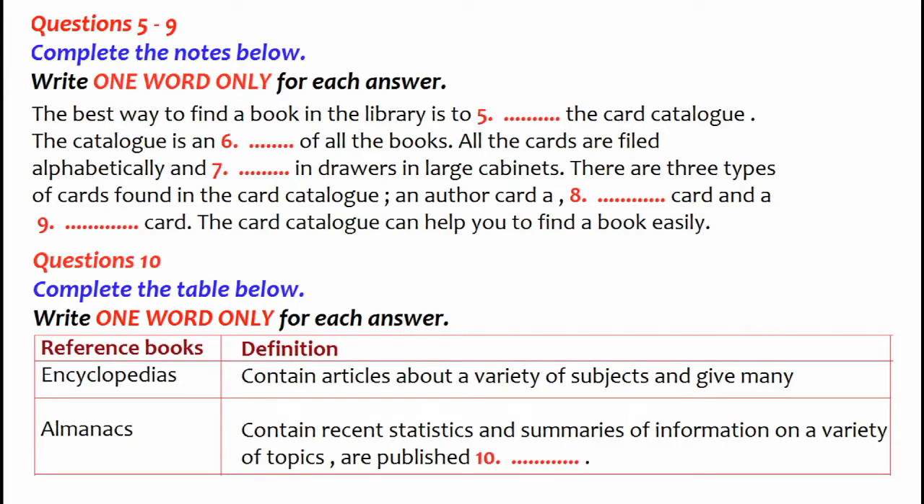First, dictionaries. Dictionaries are books that list and give the meanings of the words in a language. They also give the pronunciation of words in a dictionary which are listed alphabetically. Second is encyclopedias.